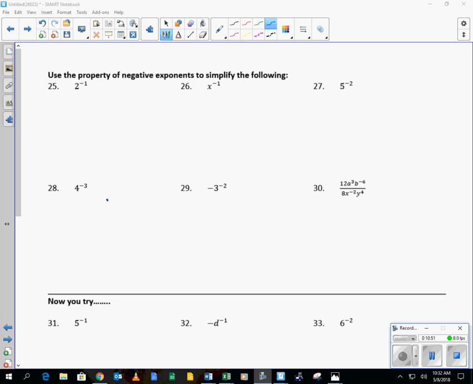We've got the property of negative exponents. So if you see a negative exponent, you move it. Here we have a negative exponent, so we're going to move the 2 down below. So we end up with 1 over 2 to the 1, which is just 1 over 2. Same thing for x to the negative 1. Again, you have a negative exponent, so we're going to move it on down. We have 1 over x.